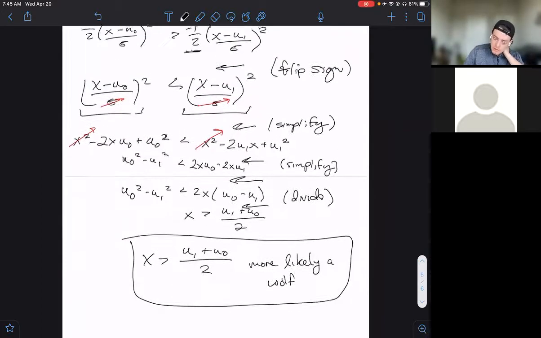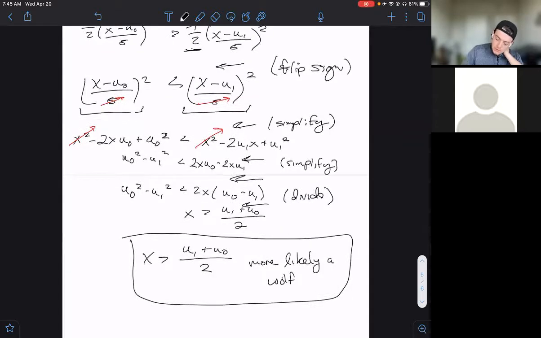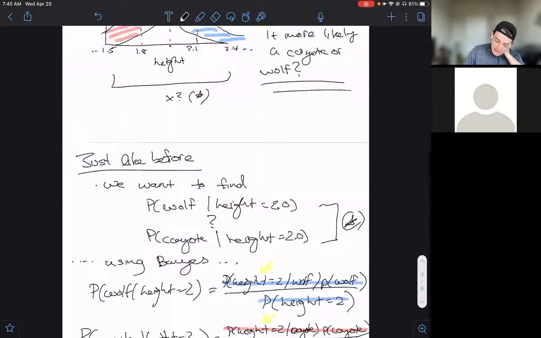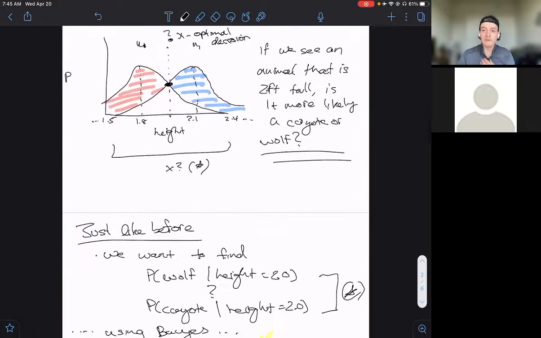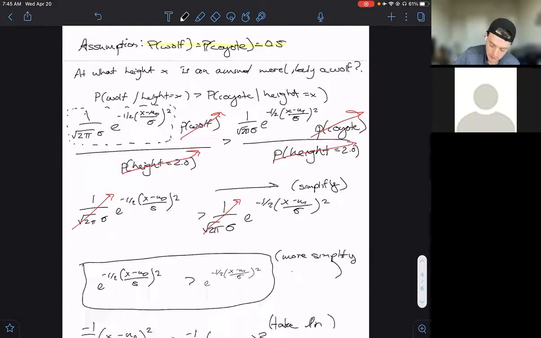And so if we look at the plot that we did before, u1 plus u2 divided by 2 is actually the middle of the intersection of the distribution, where this point is actually the x that we found. And this is the optimal decision boundary, such that if we classify it as such, we will minimize the error.